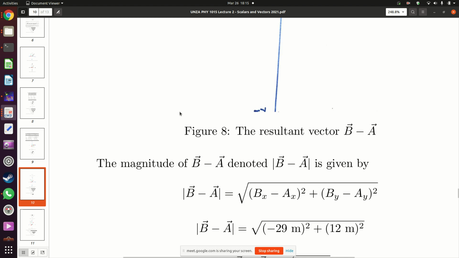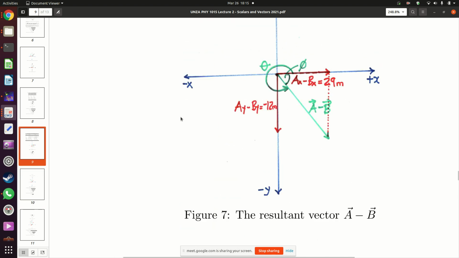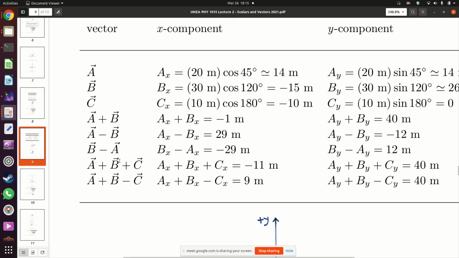Next, the next angle vector we have to look at is A plus B plus C. A plus B plus C along the x-axis is minus 11 meters. That is, it's pointing along the negative x-axis. Then A plus B plus C along the y-axis is 40 meters. So we can find the size of A plus B plus C.